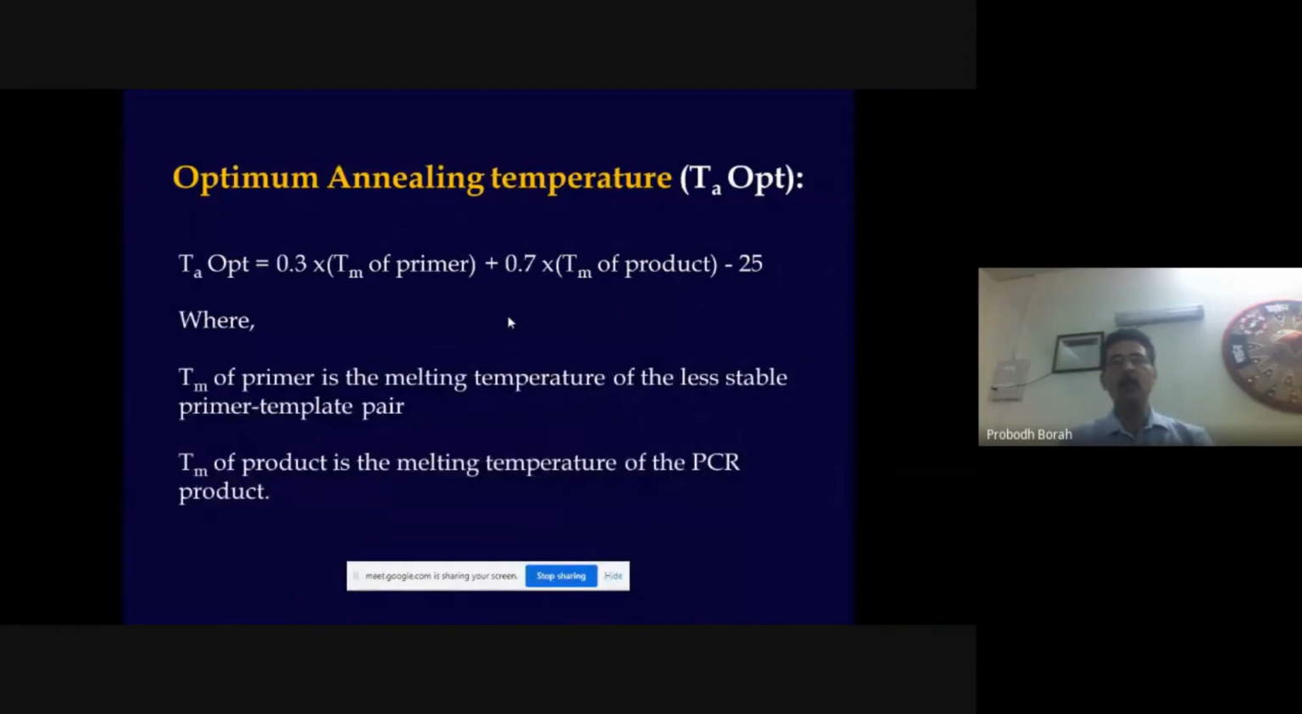So we should not go for taking an average. It's not a mathematical calculation. Rather, we should take into account the lower TM value. Out of both the primers, the primer with the lower TM value should be considered for calculating the annealing temperature. So it should be around 3 to 5 degrees Celsius below the melting temperature. But for better calculation, you can use this kind of formula also. Optimum TA, meaning annealing temperature, will be equal to 0.3 times TM of the primer plus 0.7 times TM of the product minus 25. 25 is a constant. Now here only one point is that you must have the TM of the product.